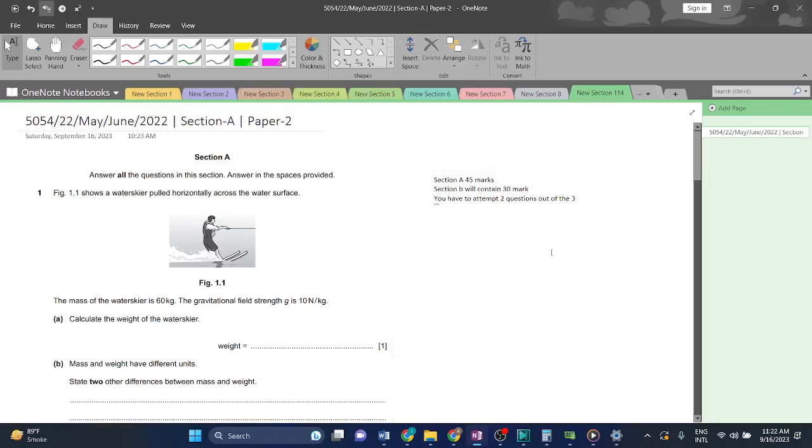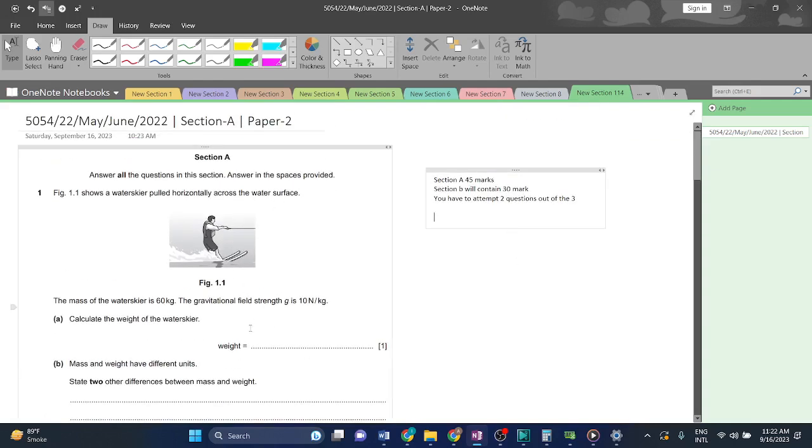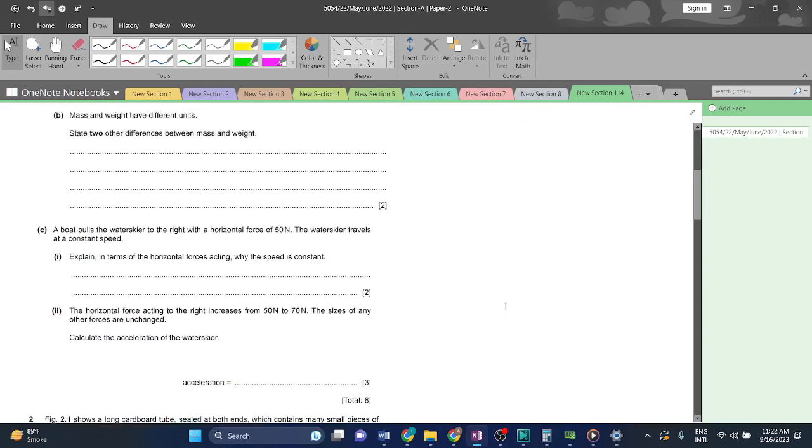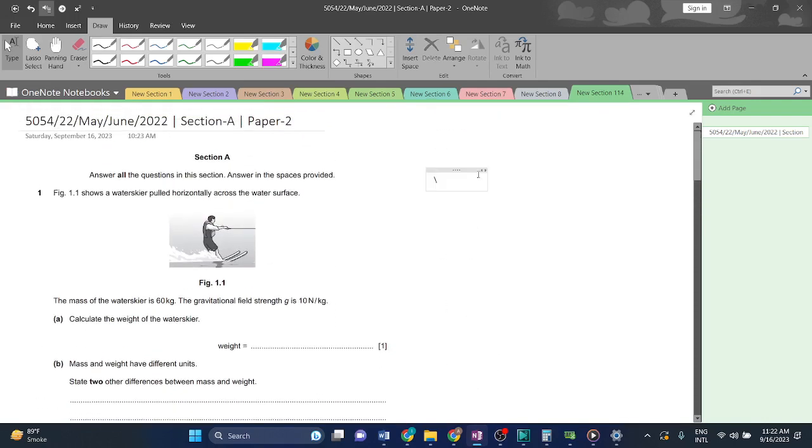Before starting, I will tell you some details about your paper. Section A will contain 45 marks while Section B will contain 30 marks. If you want to get 30 marks in Section B, you will be given 3 questions and out of the 3 questions you have to attempt 2 questions and each question will be 15 marks. You have to answer each question in its specified space and also provide the specified unit. Having that said, let's move on.